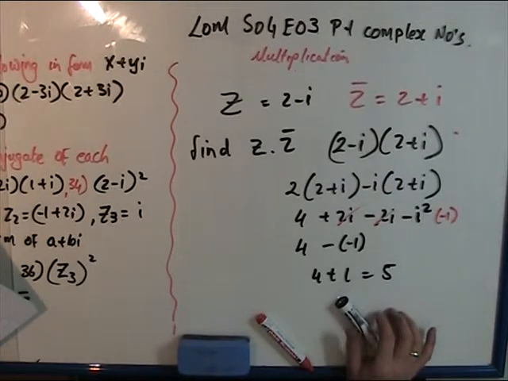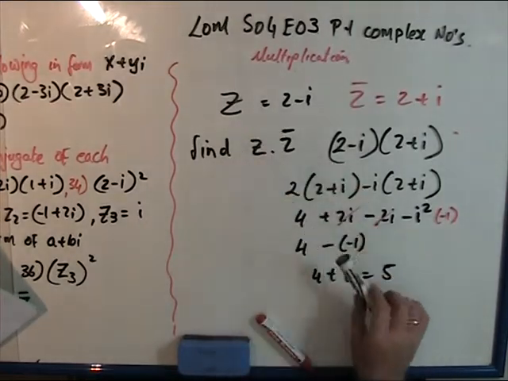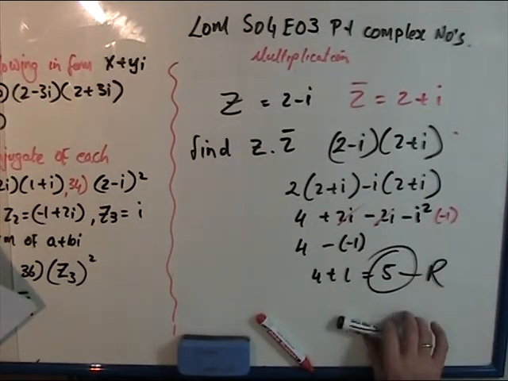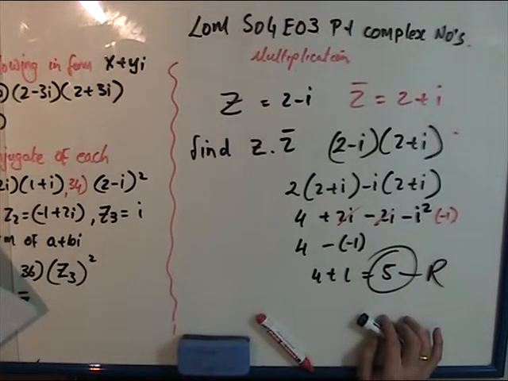So you can see that when multiplying z by its conjugate, you actually end up with a real number. Okay, so that's one of the rules you get out of this. So the results are always real numbers when you're multiplying them. Okay, now nothing else to add to this.